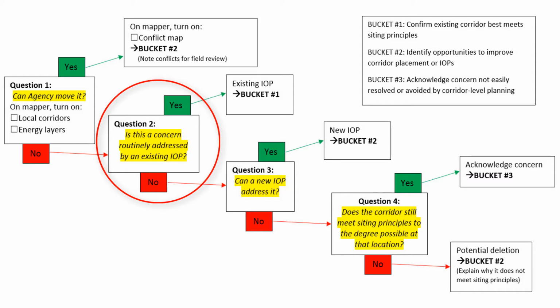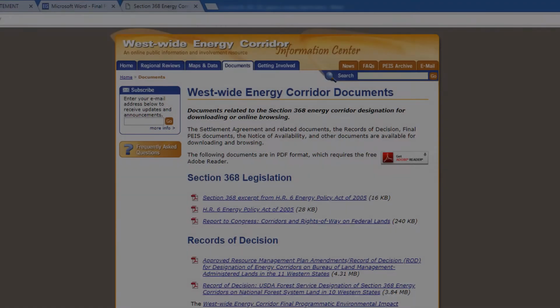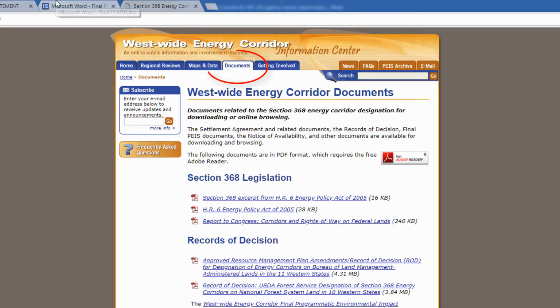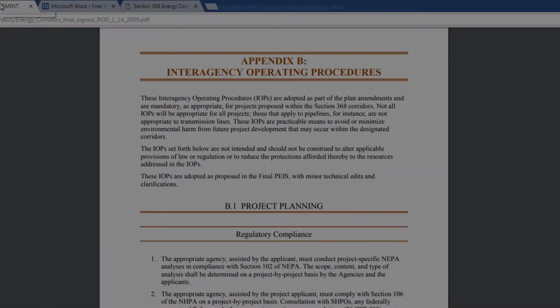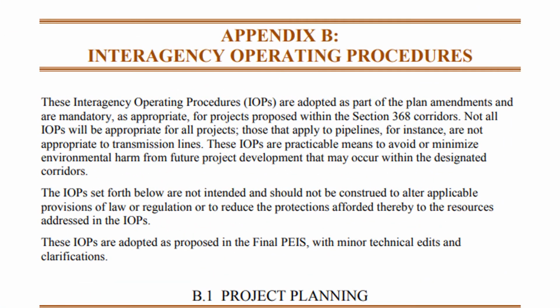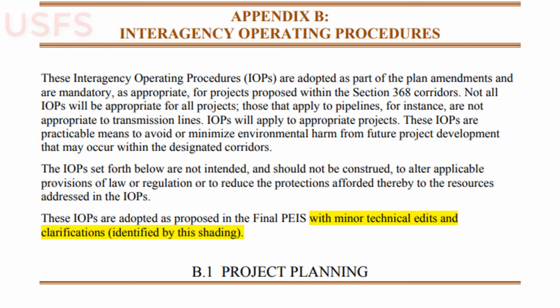Is this a concern routinely addressed by an existing Interagency Operating Procedure or IOP? The IOPs can be found in both the BLM and U.S. Forest Service Records of Decision, which are on the Corridor Project website under the Documents tab. See Appendix B in these documents for the IOPs. IOPs are essentially best management practices and are not intended to replace or restate existing policy or manuals.